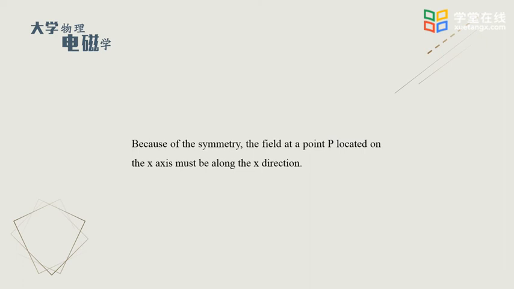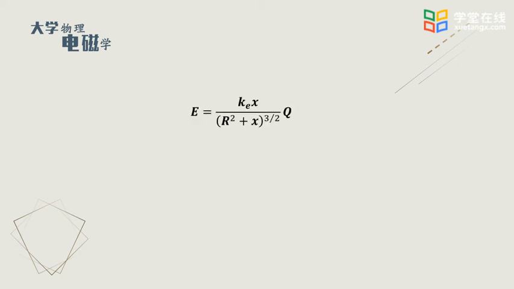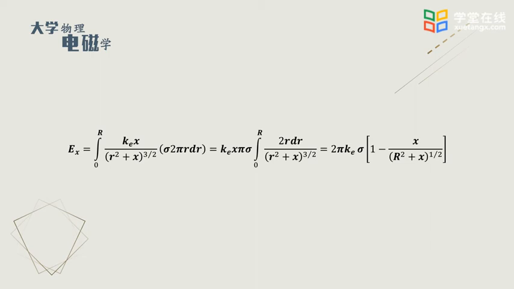Because of the symmetry of the situation, the field at a point P located on the x-axis must be along the x direction. Use this result given for Ex in the above example, where capital R is replaced by little r and capital Q is replaced by dq. The field due to dq is this one. Integrate this expression over the limits from 0 to r to obtain the total field at point P.